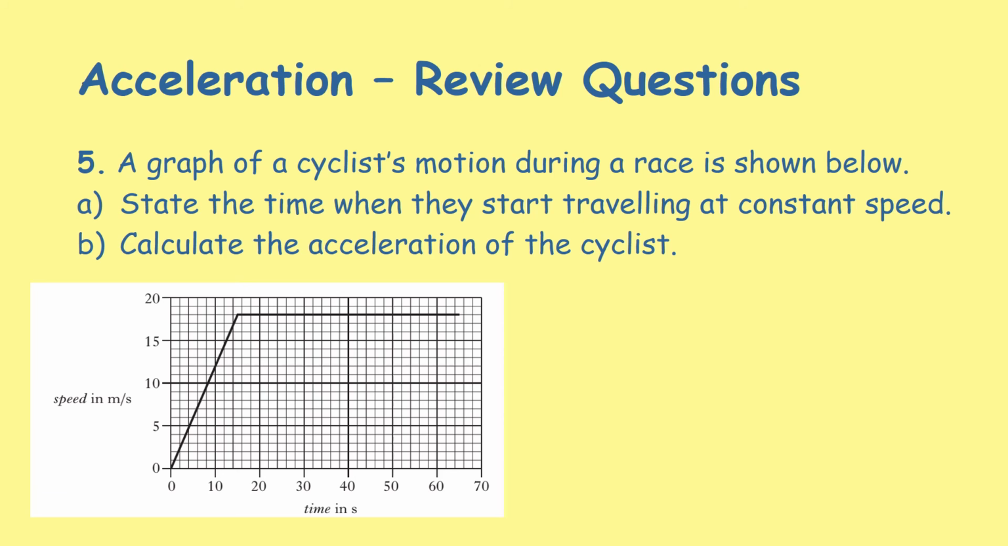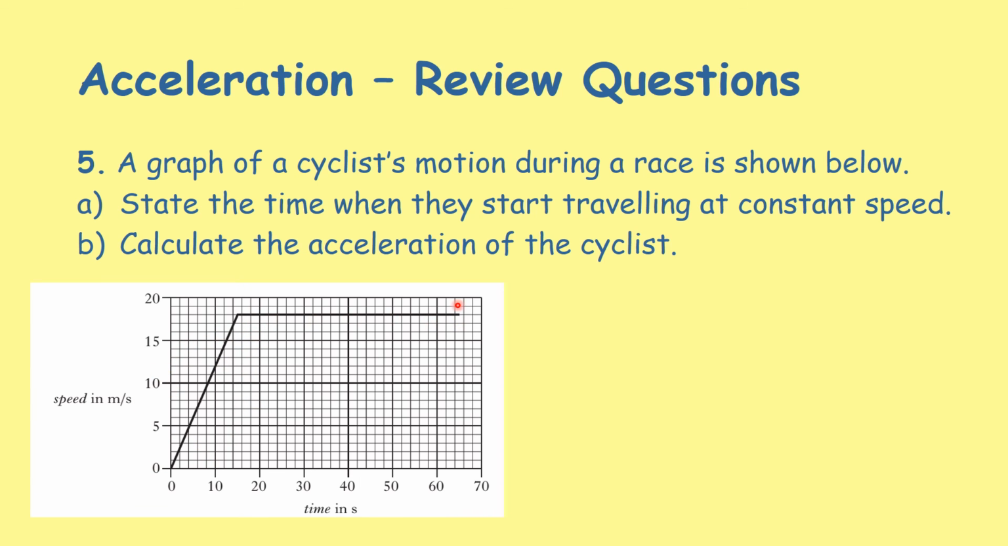First of all, we want to look at this graph and state the time when they are travelling at a constant speed. We have two different shapes of graph in here, and the first one is a positive gradient, and we know that a positive gradient, just here, is an acceleration. So the cyclist is not travelling at constant speed here, their speed is increasing, they are accelerating.